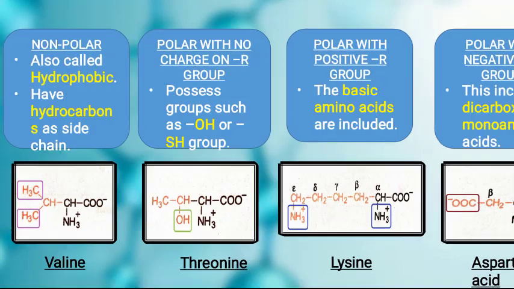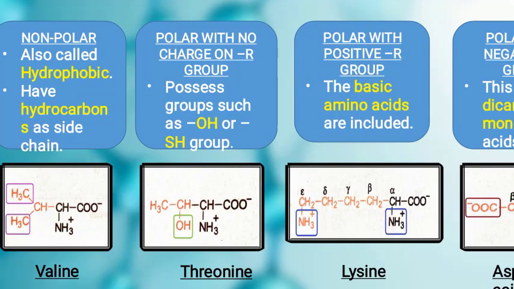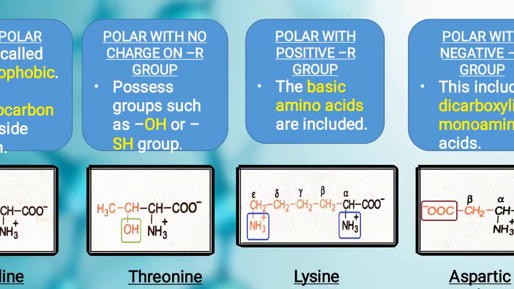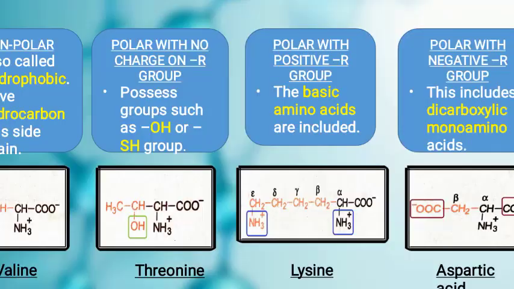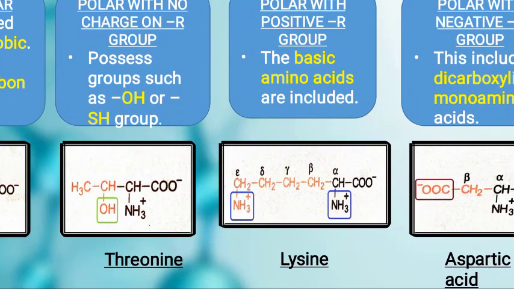The second group is polar with no charge on R group. It has either OH or sulfhydryl group in their side chain. I have given the example of threonine. The hydroxyl group is present at the bottom. Now the polar with positive R group. This class includes the basic amino acids. You can see here the example of lysine, that the 2 amino groups have attained positive charge, NH3 positive.